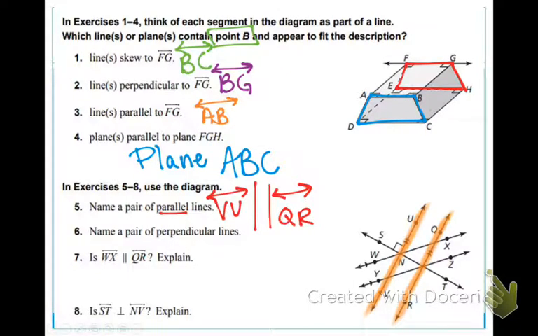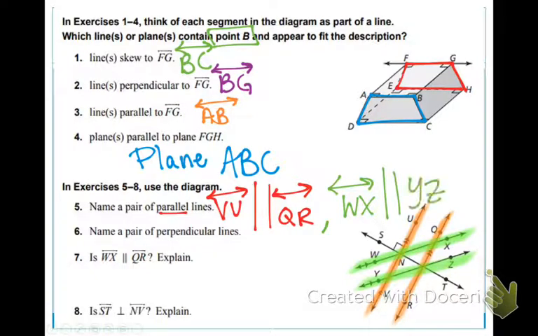All right, and then we have these two also. So how would I name this top line? WX. And then again, you'd use is parallel to. And then we'd name this one, which is YZ. Good. So there's parallel.